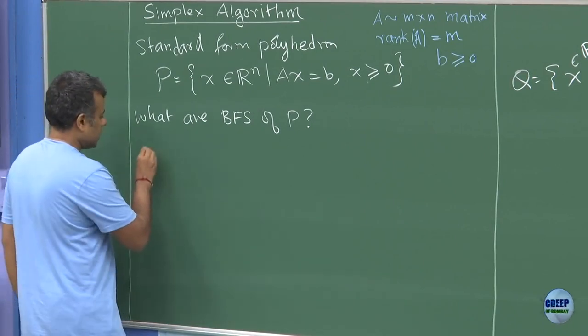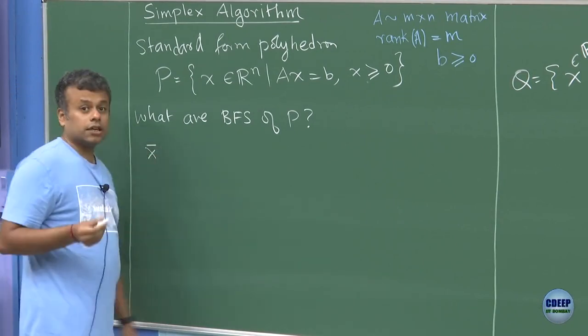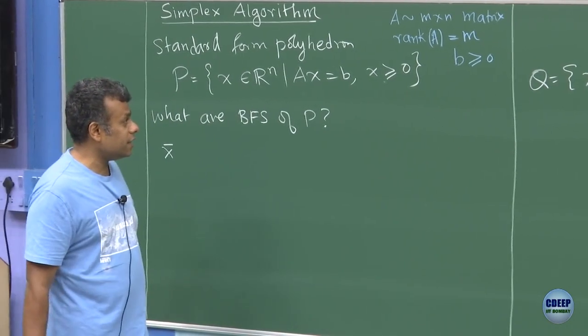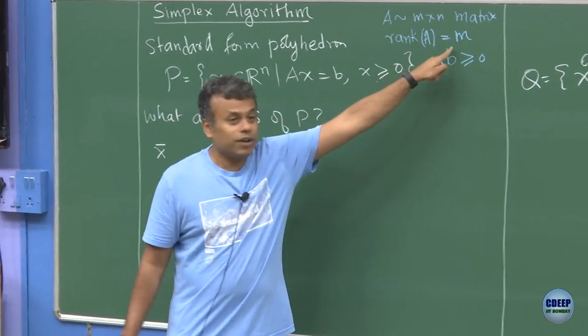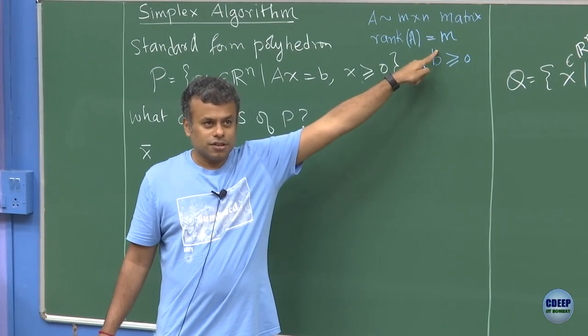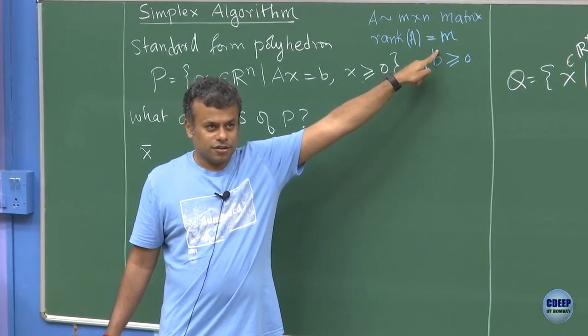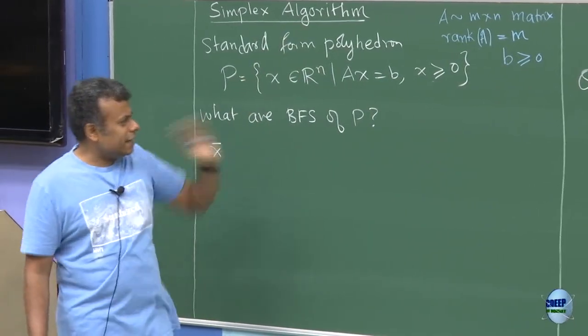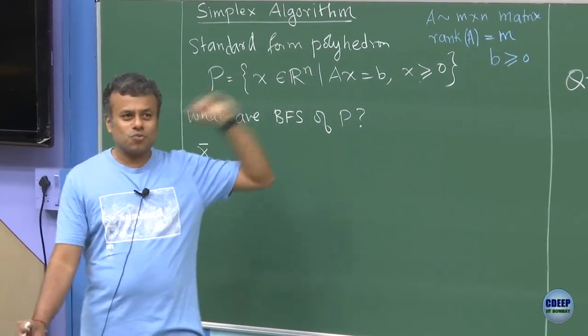So we'll say that m cannot be greater than n, because we are assuming that the rank of A is equal to m, right? So it's an m by n matrix. It can at most be n. If it is n, it is not interesting, because then there can be at most one feasible point.